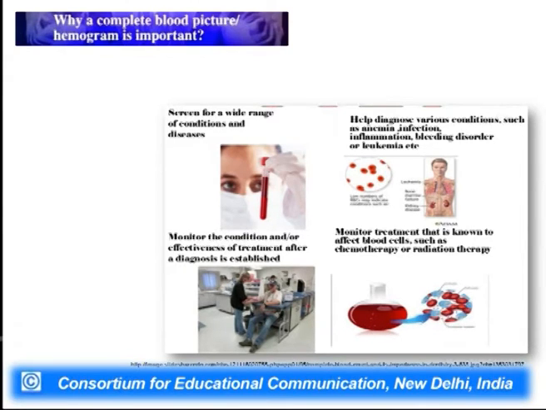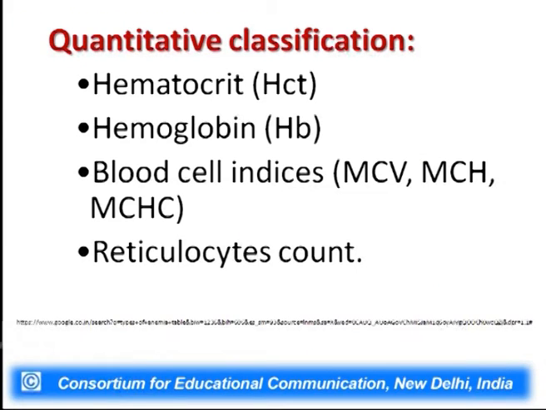So this blood test becomes a very important tool in cancer therapy also. In patients who are getting chemotherapy or radiation therapy, blood tests are done so that the doctor can know how the therapy is affecting the blood cells and how the other vital organs are functioning. In the blood test, various quantitative measures are calculated, of which a few important ones are the hematocrit, hemoglobin, blood cell indices and the reticulocyte count.